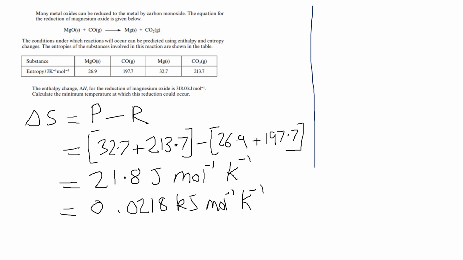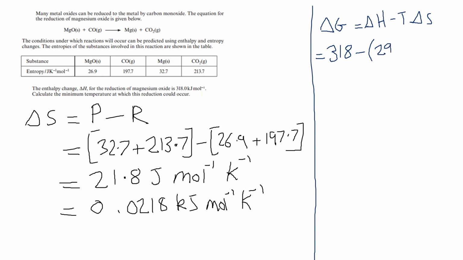Okay, so we're now in a position to calculate delta G. Remember, delta G equals delta H minus T delta S, where delta H is 318 minus the temperature, which is, I have misread the question here. It says calculate the minimum temperature at which this reaction would occur. Well, let's just see if it would occur at 298 Kelvin first. I don't think it will, based on the way the question is written, but we'll do this first and then work out the temperature at which it occurs.